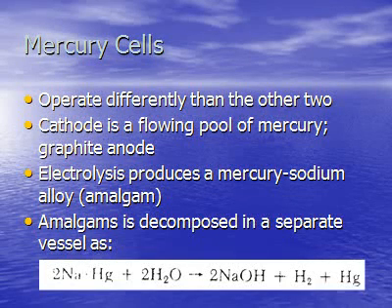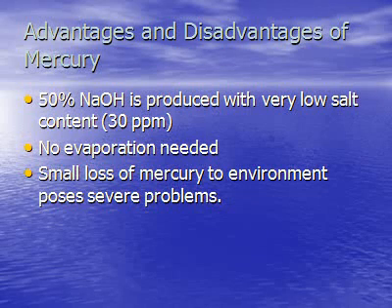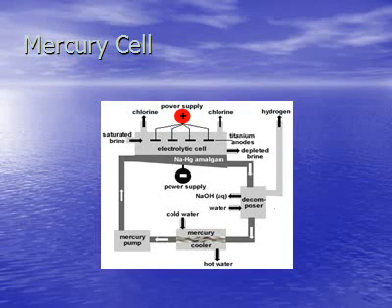Mercury cells operate differently from the other two. The cathode is a flowing pool of mercury, with a graphite anode. Electrolysis produces a mercury-sodium alloy, meaning amalgam. The amalgam is decomposed in a separate vessel, as you can see. Advantages of the mercury cell: 50% NaOH is produced with very low salt content, and no evaporation is needed. Disadvantages of the mercury cell: small loss of mercury to the environment poses several problems. Now you can see the process diagram of the mercury cell.